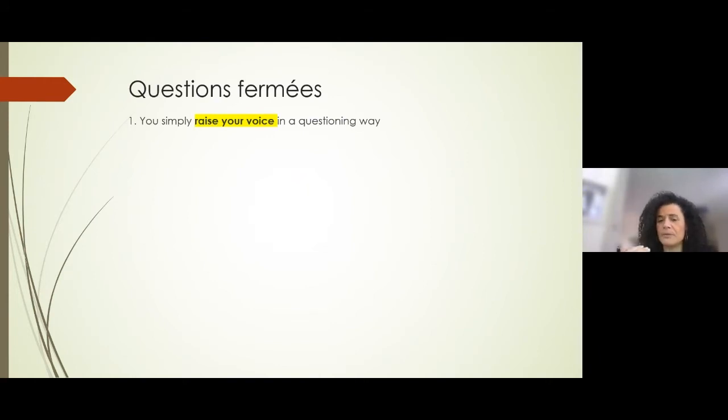So we're going to have a look at the different structures. I've said that there are at least three structures per type of question. So here we are covering question fermée, which is one type of question. And we're going to see the different structures for that type of question. So fermée is closed. Answer is yes or no. And the first structure is when you raise your voice in a questioning way. The register of that type of question is informal, which means that you normally use it when you talk to friends, family, colleagues at work.